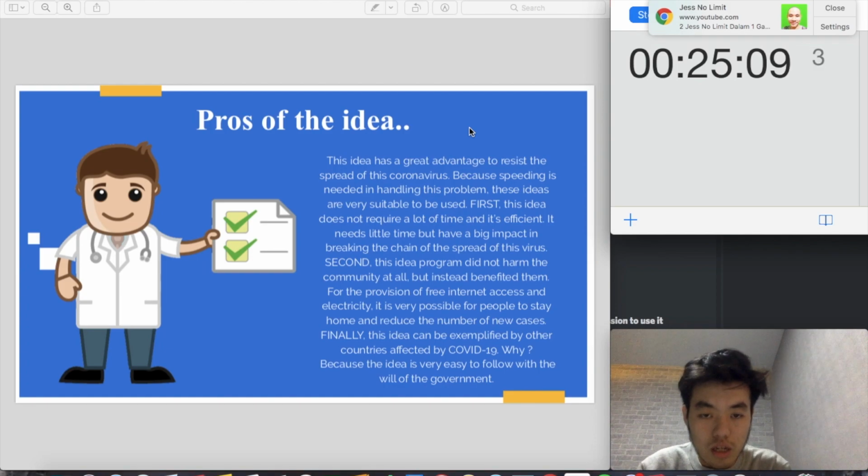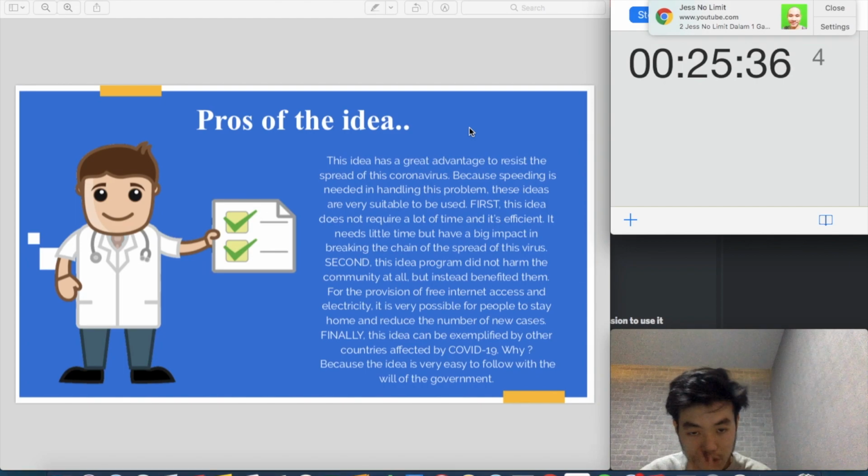Second, the idea program doesn't harm the community at all, but instead the ideas are benefiting them. With the provision of free internet access and electricity, it is very possible for people to stay at home and reduce the number of new cases. Finally, this idea can be exemplified by other countries affected by COVID-19. Why? Because this idea is very easy to follow with the will of the government.